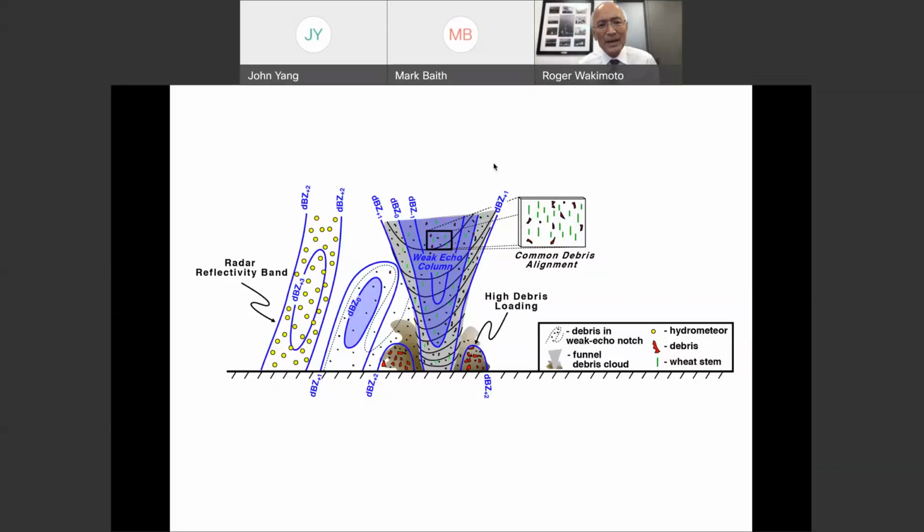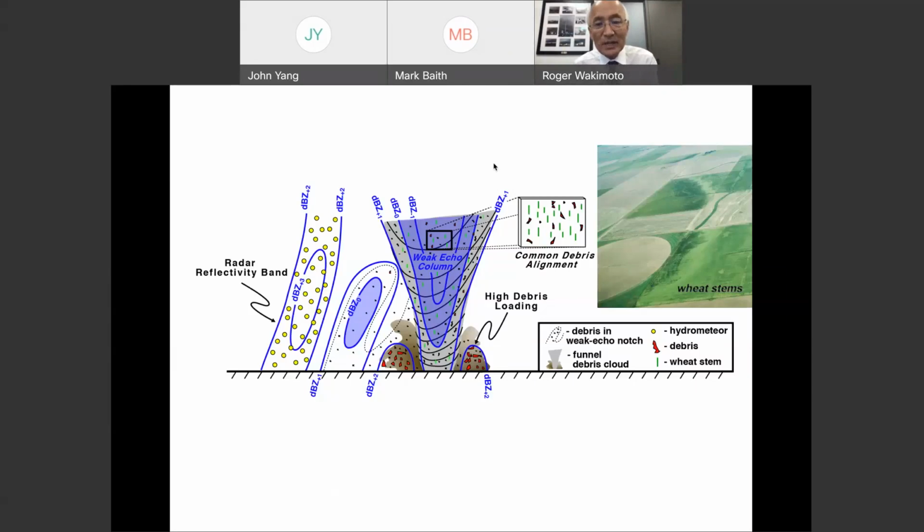And so I'll jump to the schematic. There's a lot in the schematic, but I'm just going to highlight two things. You notice this little black box in the center of the funnel, which I'm enlarging in the top right. Not only am I showing red particles, which are debris, I've got all these little green lines. Those green lines are wheat stems, and I'm showing them in a preferred orientation, common debris alignment. And I'm almost convinced that's what's going on in this case with the Dodge City tornado.